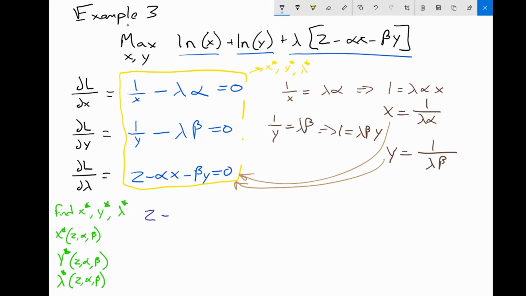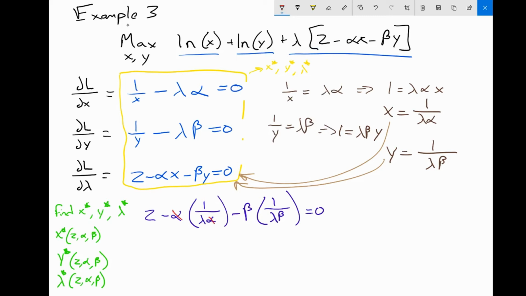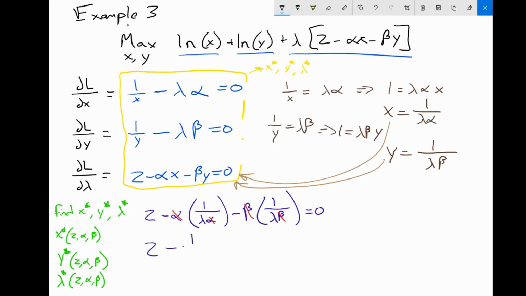We're going to have z minus alpha times, what is x? 1 over lambda alpha, minus beta times, what is y? Y is 1 over lambda beta. All this equals 0. We notice here that the alphas cancel out and the betas cancel out. So we're going to get z minus 1 over lambda minus 1 over lambda equals 0. We can simplify this: z minus 2 over lambda equals 0. Now let's solve this for lambda.